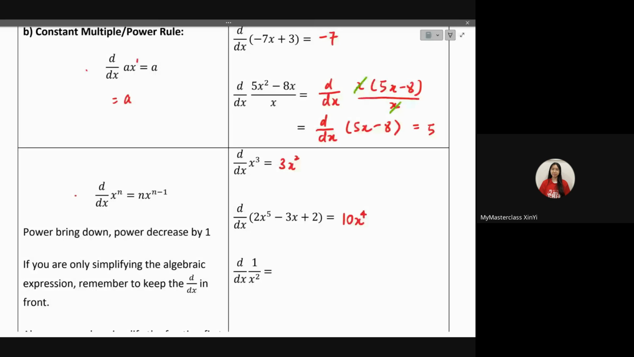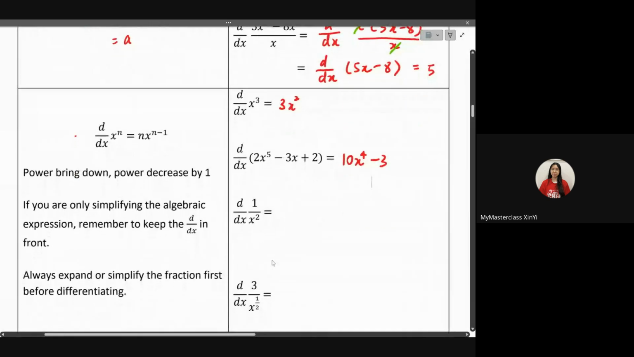Then for the second one, same thing. If you want to continue using the power rule, I bring down the power, reduce the power by 1. So it's just x to the power of 0, which is gone. Then the constant, don't need to care. Whenever you differentiate a constant, it's just 0. So that's it.